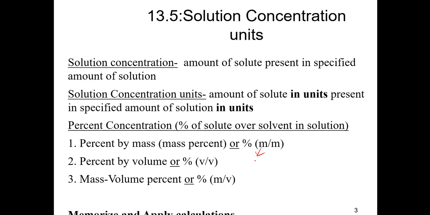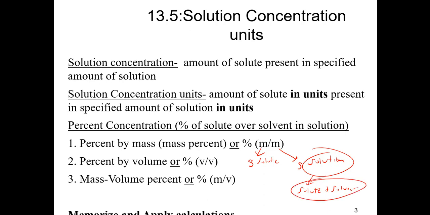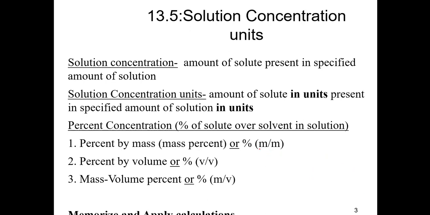So the first m for percent by mass is going to be the grams of solute. And then the second m is going to be the grams of solution. As a reminder, solution is the sum of solute and solvent added together. Now the first one is all about mass, the second one is all about volume, and the third one is a combination of mass and volume.